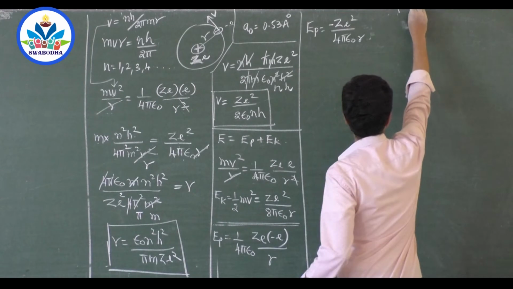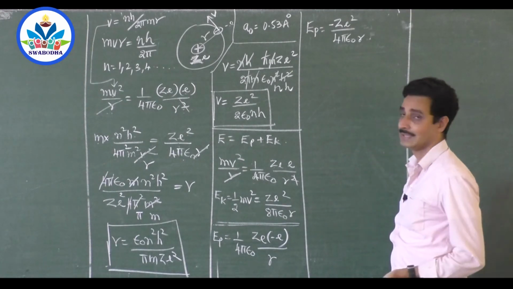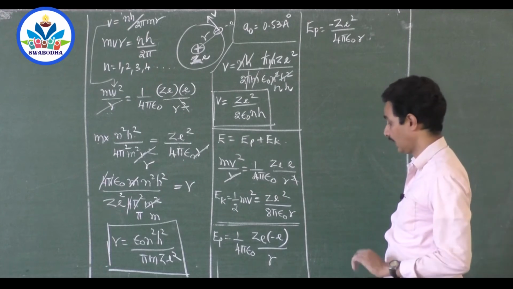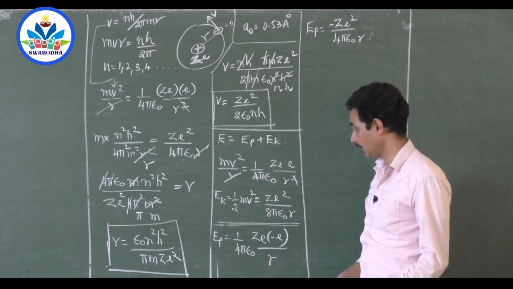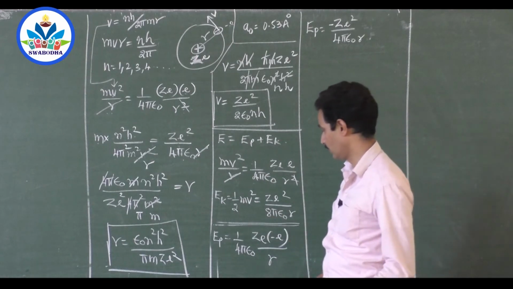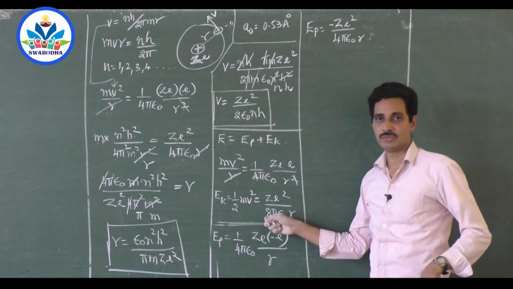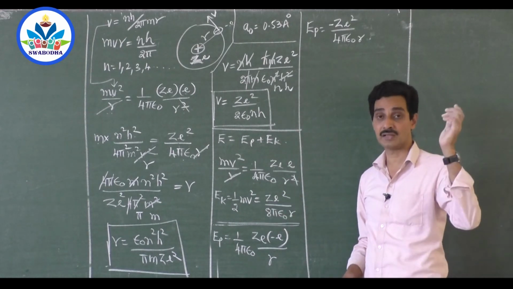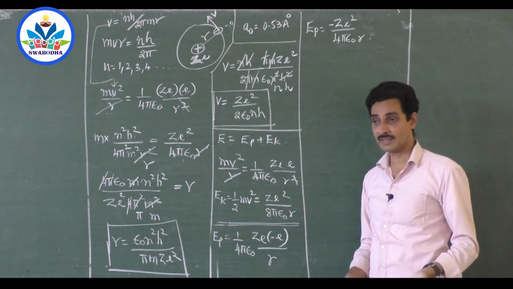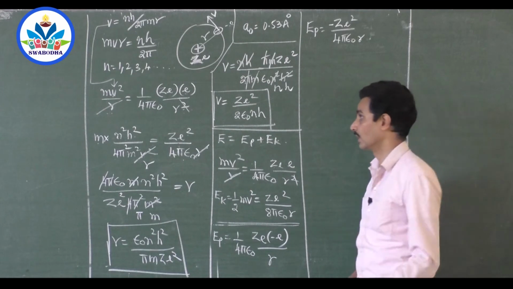See here, which is greater? Potential energy is greater, and being negative. Kinetic energy is smaller because it is 1 by 8, right? Positive. But total is negative because potential energy being negative is greater. So it is greater than kinetic energy, even though kinetic energy is positive. When we make the sum, we get answer negative.